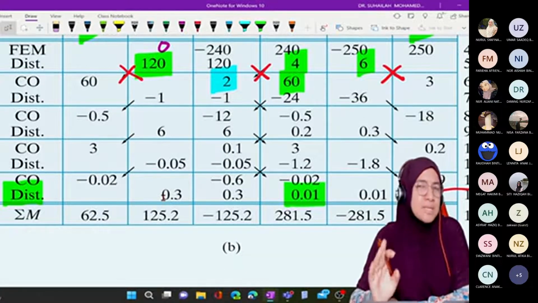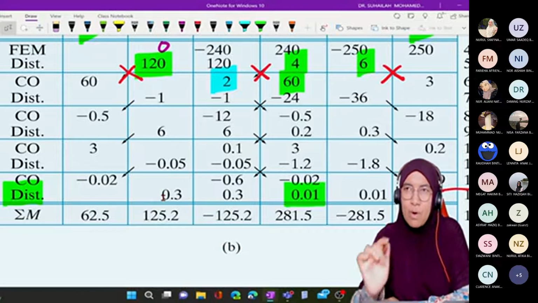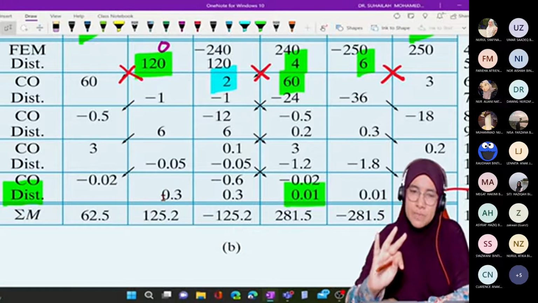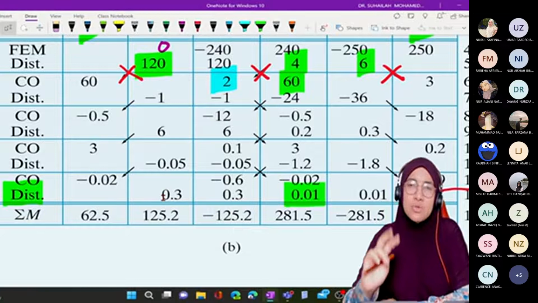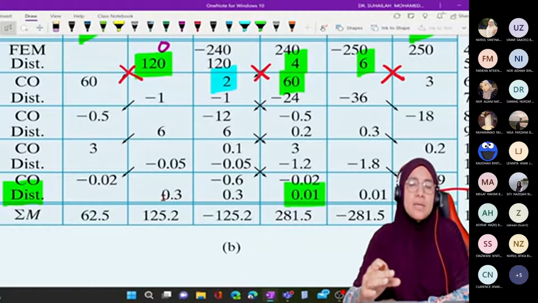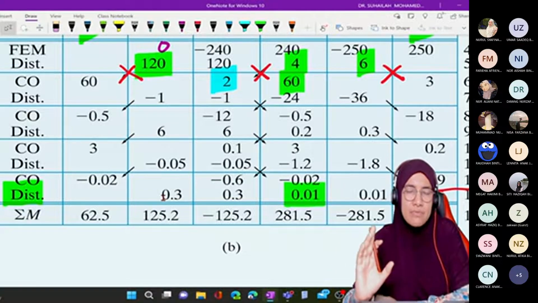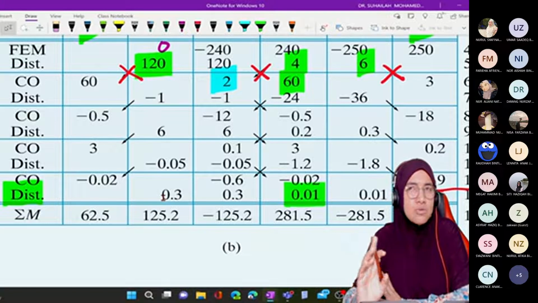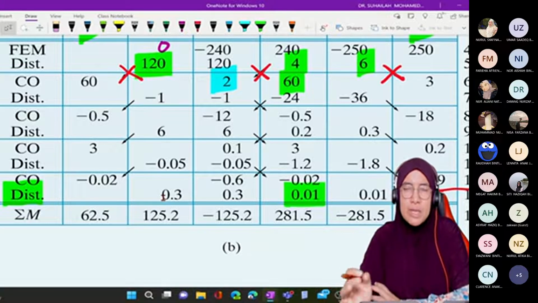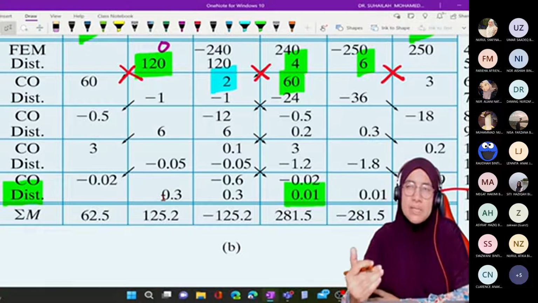Basically, 5 or 6 times like that for 3 spans. If we analyze 2 spans only, the process will be very short. 1 or 2 cycles and it's finished, there's no moment to distribute anymore. If we have 3 spans like this, basically we need 5 or 6 cycles, and then we will meet 0.0 something and we can stop.